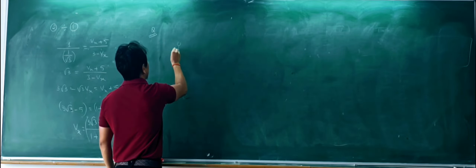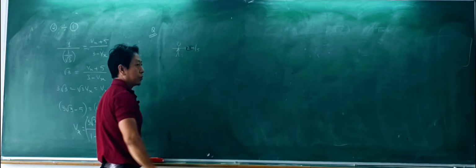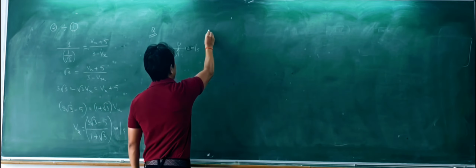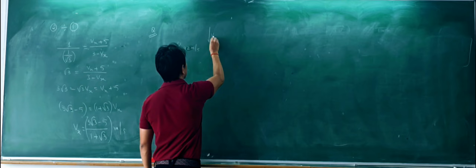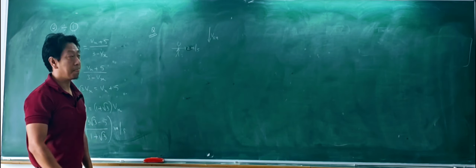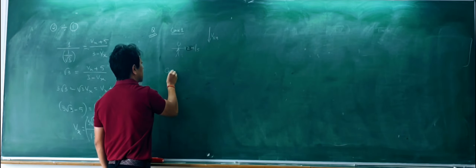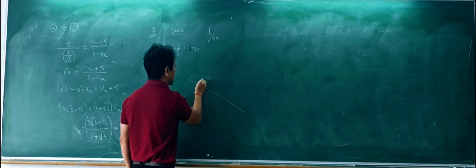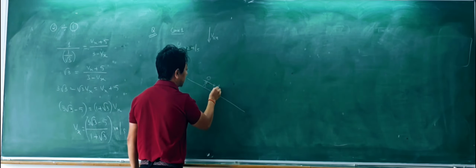The man is walking this side with 2 meters per second and he sees the rain coming this way. Okay, first case. Then in the second case, the man is walking this side. I don't know.